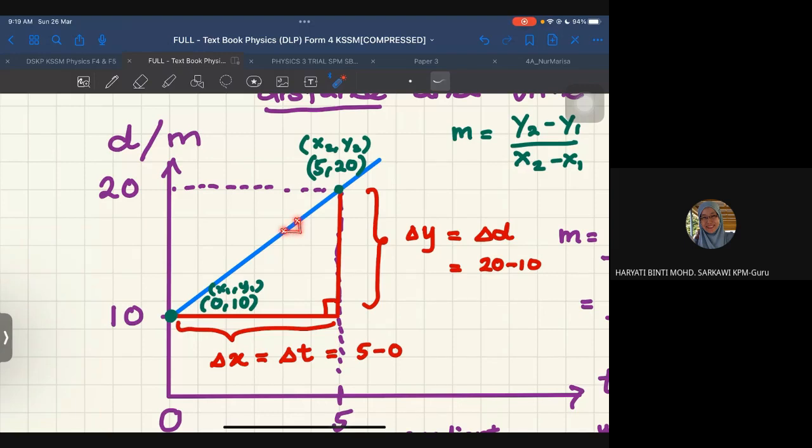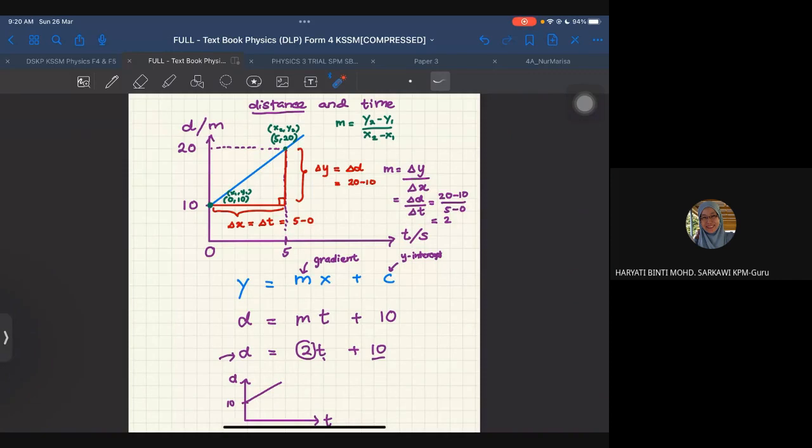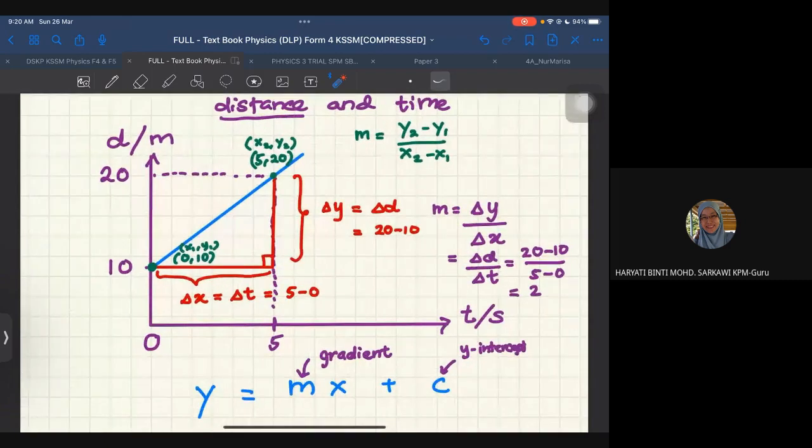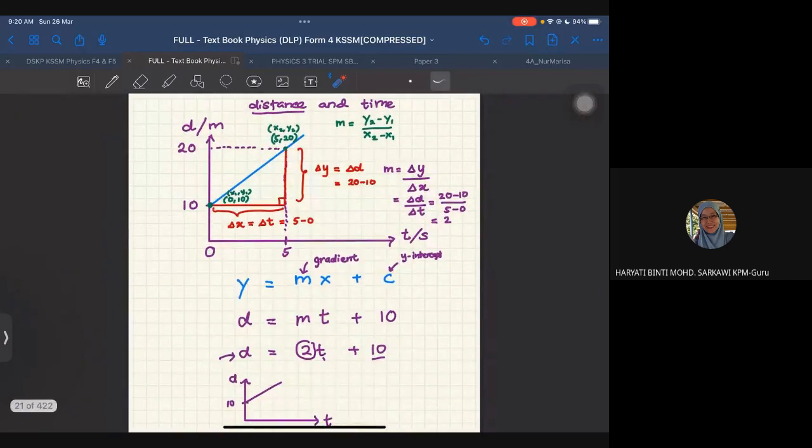When you draw your triangle, if it is too small like this, the range of data that you use is too little. But if you use a bigger triangle like this, these are the range of data that you use, so it is more accurate. Understand? All right, good. If the graph is slanting like this, or like this, or like this, all of these are positive gradient.